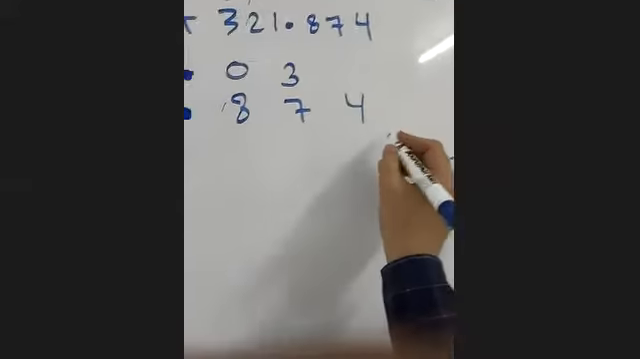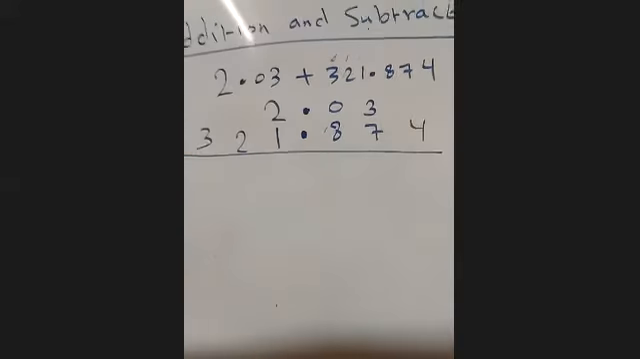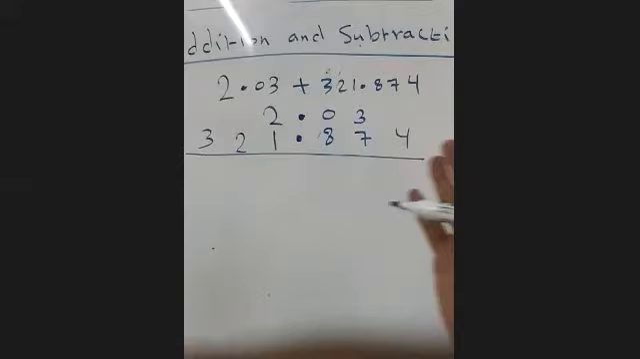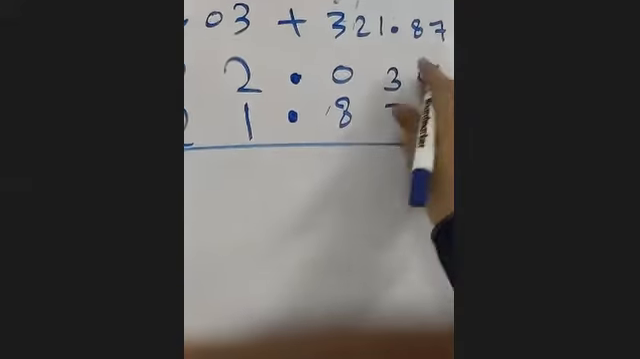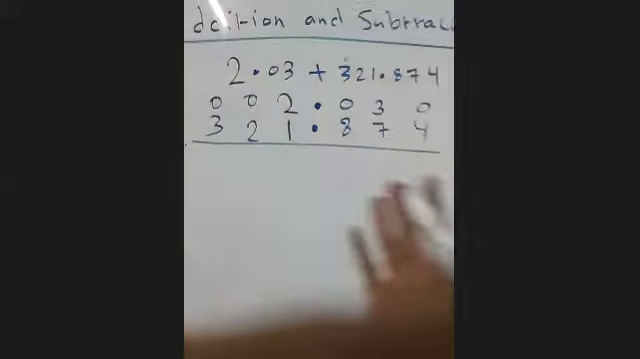After you align very well, guys, you make a line. If you have empty spaces, any place after you align, you can fill them with zeros.